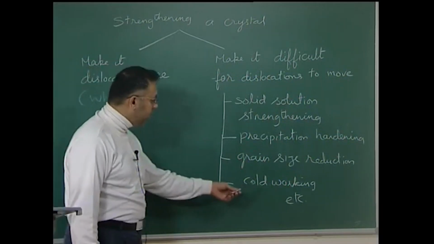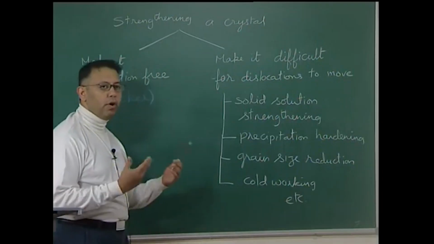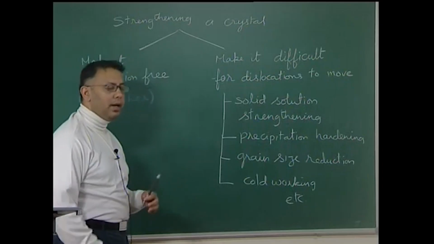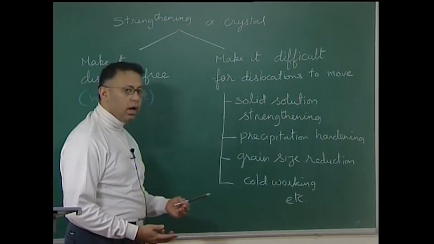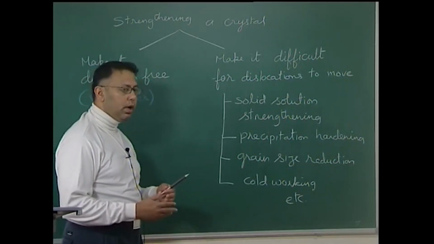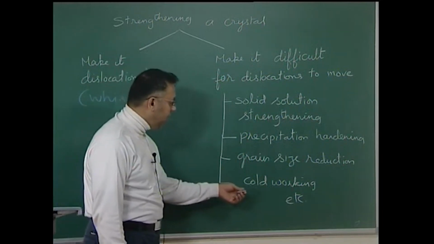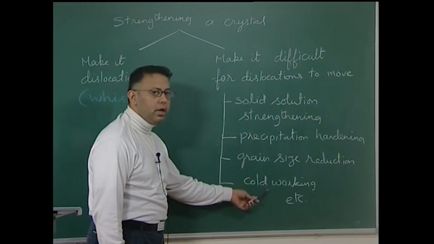This is because when you think of a single dislocation moving in a forest of other dislocations, there are interactions between these dislocations, and these interactions lead to an increase in dislocation lengths, in other words an increase in dislocation density, and therefore you have an increased strength.